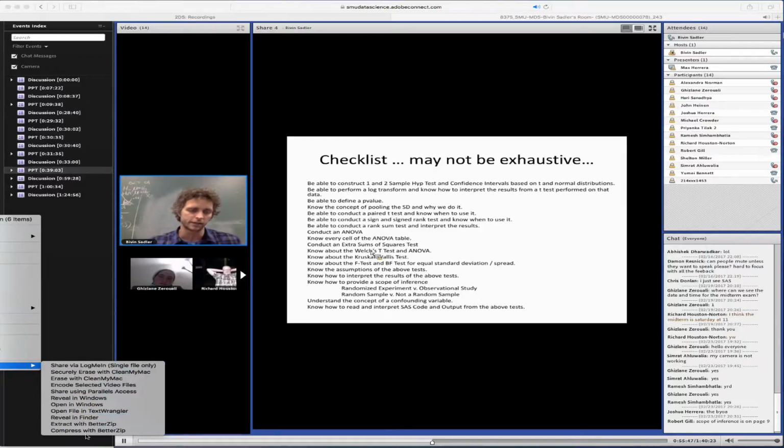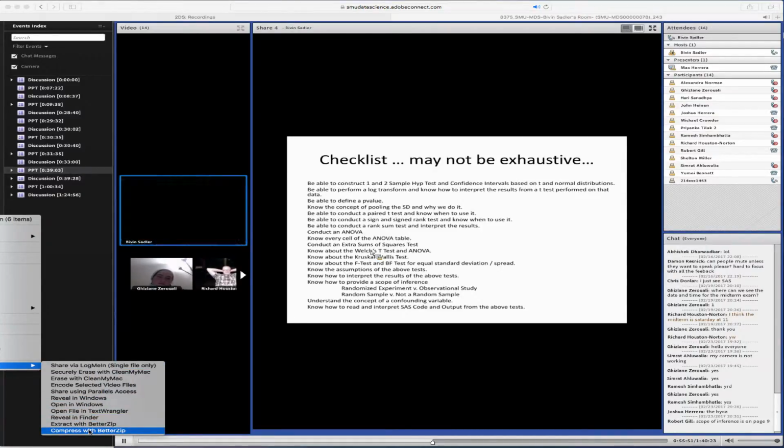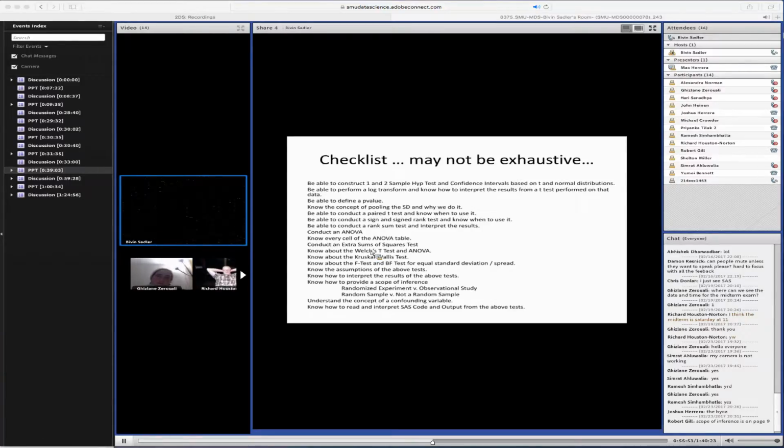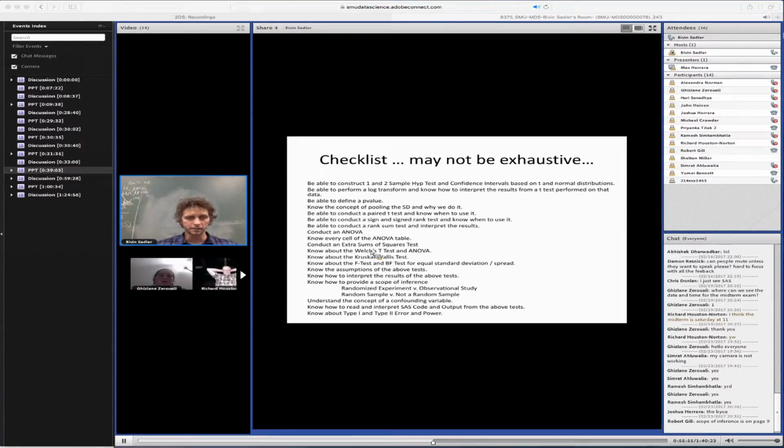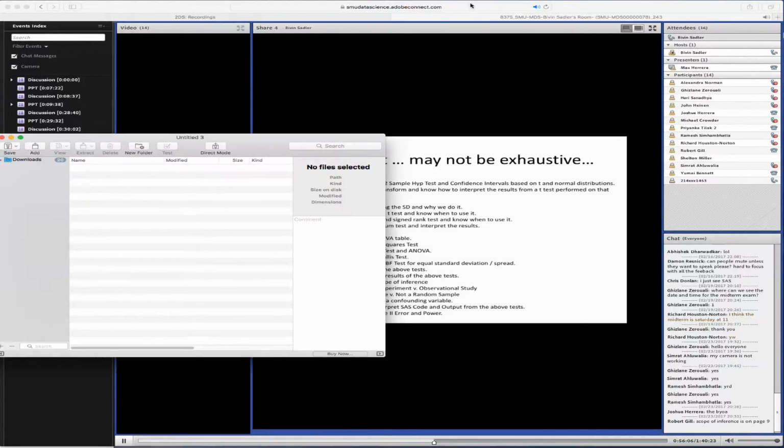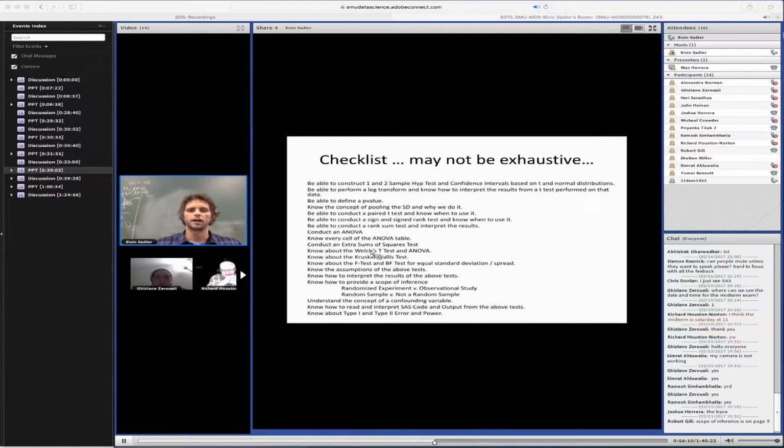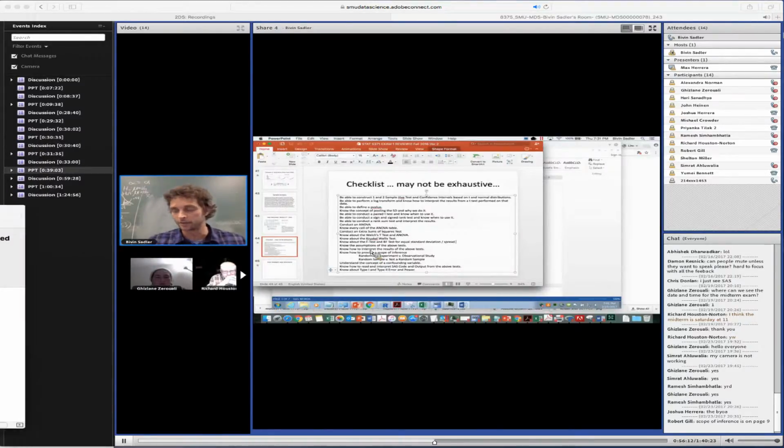Know how to read and interpret SAS code for all the above tests. So that's kind of the disclaimer there on finding all of that. Also know about type 1 and type 2 error and power. And I don't have it on here, but definitely know the latest stuff that we've done is multiple comparisons and contrasts. So I'll actually post this. I'll post this for you.